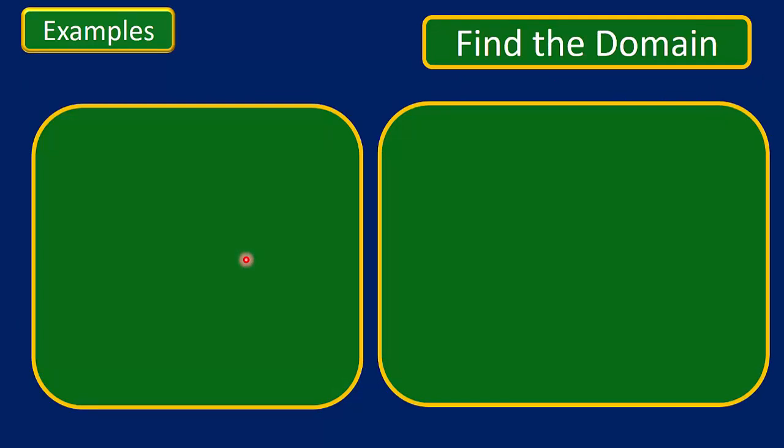So let's look at some examples here. Let's suppose we have this function here. F of x equals 3 over 2x plus 1. The way we proceed to find the domain is set the denominator equal to 0 and solve it.